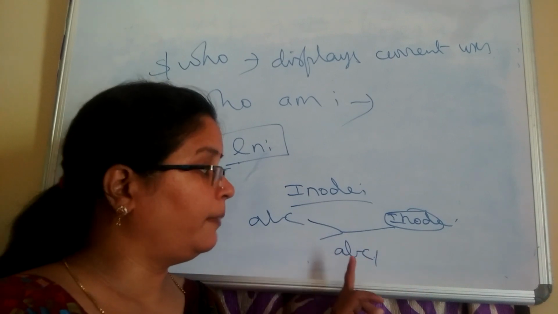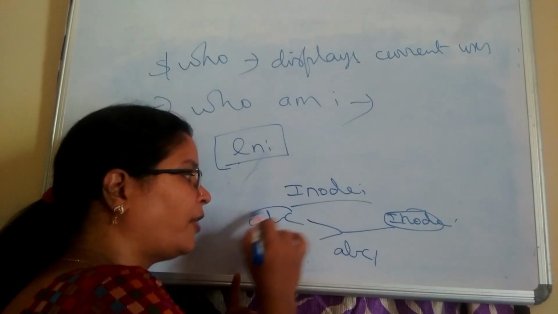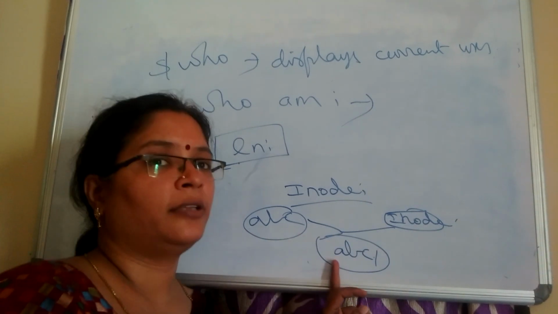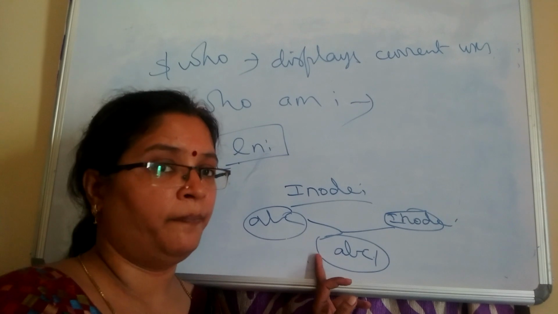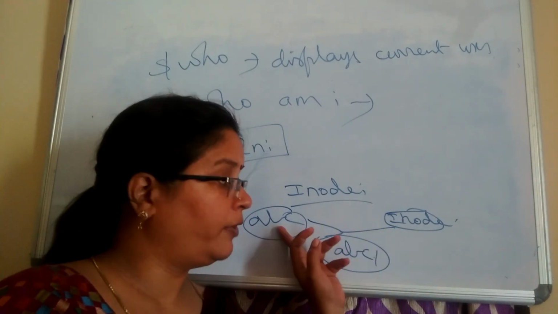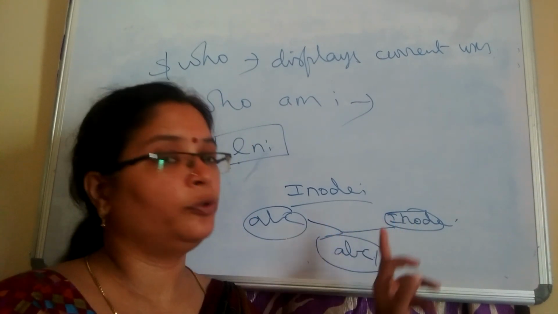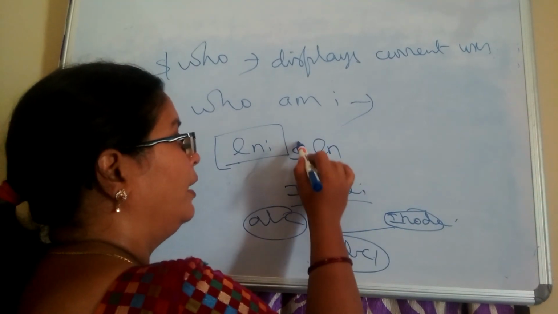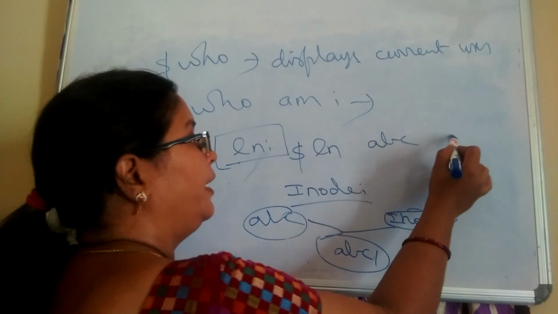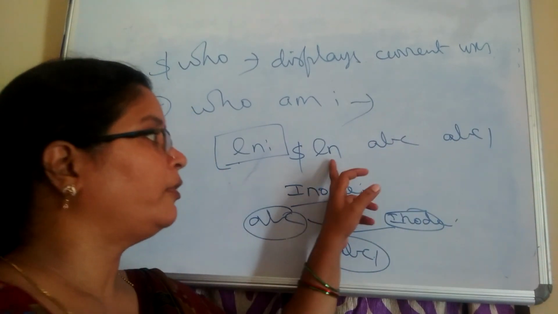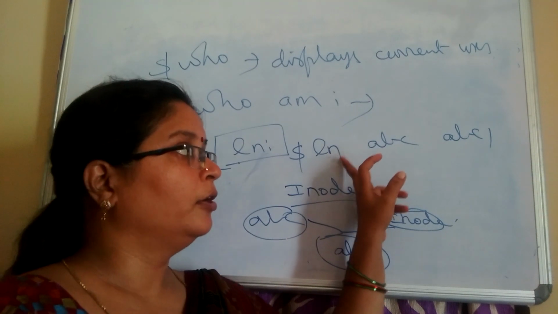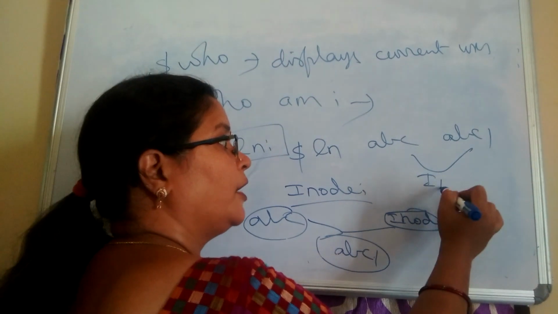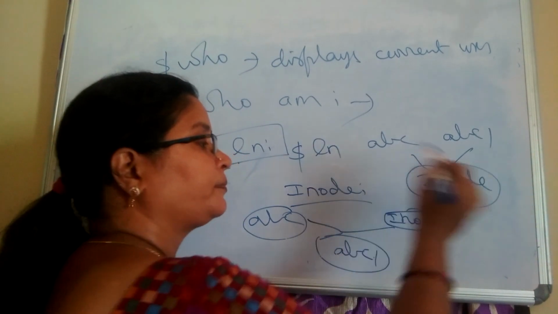So ABC is the already existing file, and ABC1 is the newly created file. The contents of this file will share the contents of that file. Both contents are the same, and they share the same inode number. Even though the names are different, they share the same inode number. This can happen with the help of the ln command. At the dollar prompt you give ln ABC ABC1, then a hard link will be created with the help of the ln command from the ABC file to the ABC1 file.